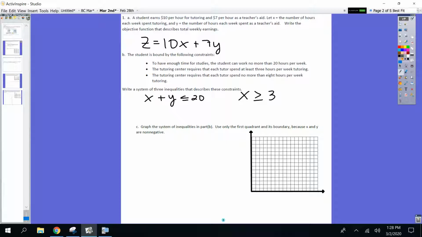Still tutoring. Tutors spend no more than 8 hours a week tutoring. So X is less than or equal to 8. And I think that's about it. We covered every single fact, right? All right, you ready to graph?